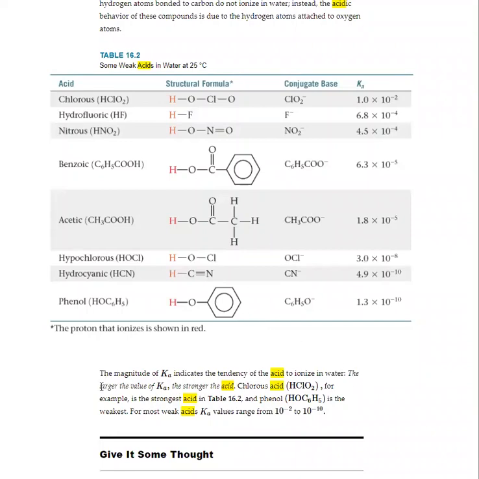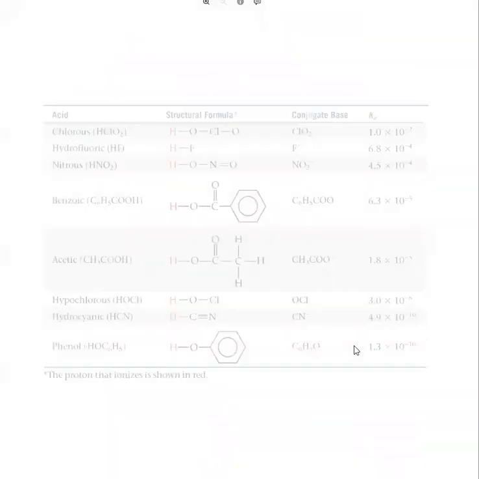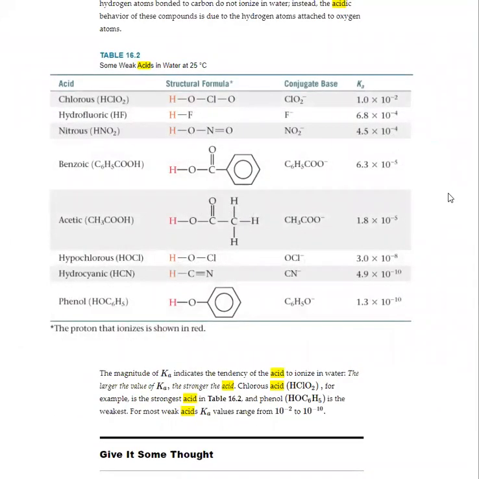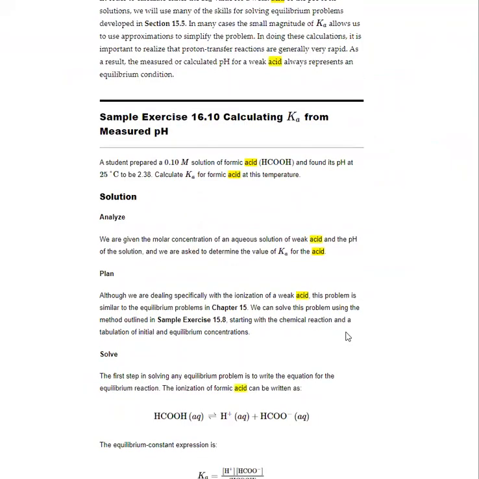The larger the value of Ka, the stronger the acid. That's important to know. So you'll see all the strong acids that we talked about before will have higher Ka values than something like acetic acid or hydrofluoric acid, which are both weak acids. For most weak acids, Ka values range from that. So extremely low Ka values mean a weak acid.